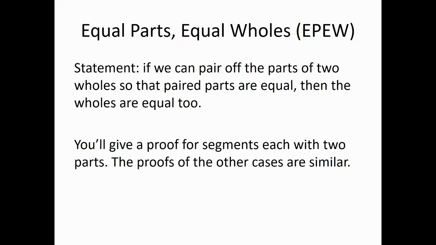All right, so equal parts equal wholes. This is our next theorem. It says that if we could pair off the parts of 2 wholes, it could be a segment or an angle, so that the paired parts are equal, then the wholes are equal too.